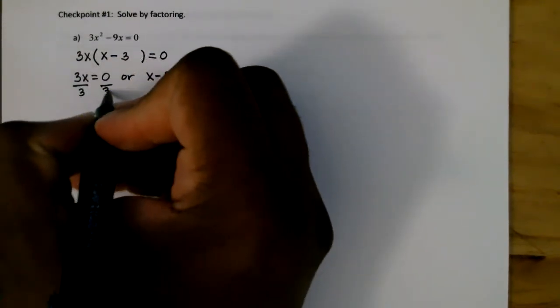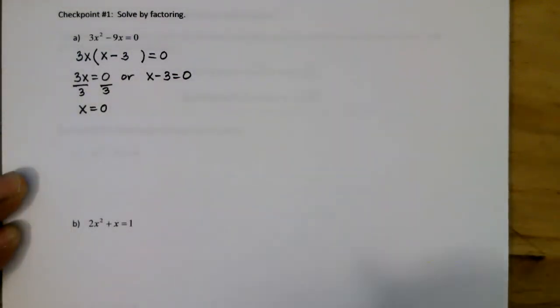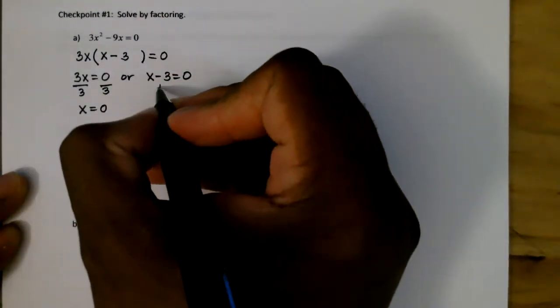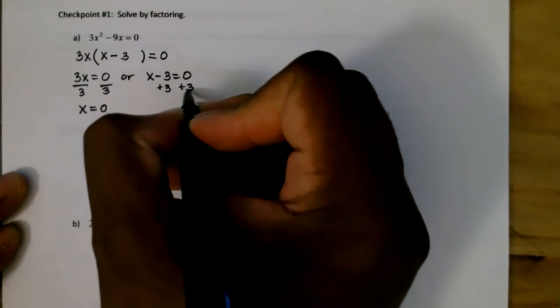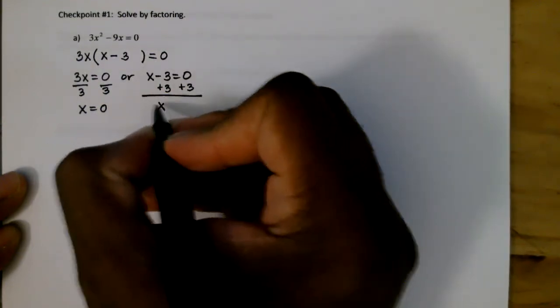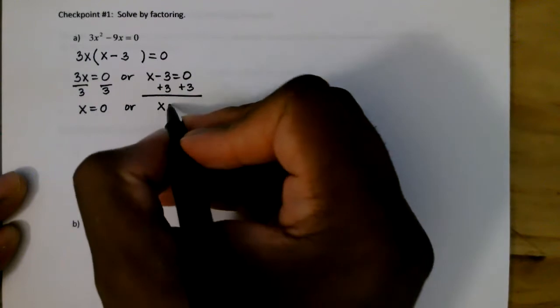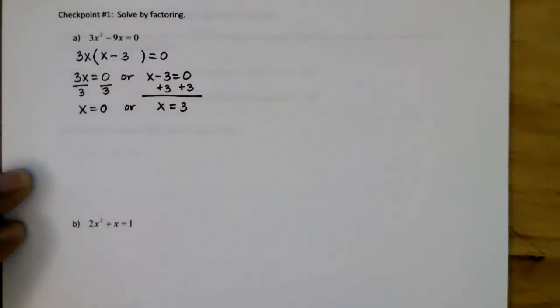So for 3x is equal to 0, if I divide both sides by 3, that means x is equal to 0. Or for the x minus 3 equal to 0, if I add 3, I write the word or here, x is equal to 3. So these are my two proposed solutions, x equals 0 or x is equal to 3. Okay.